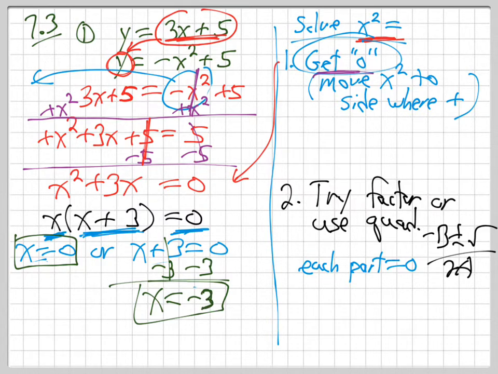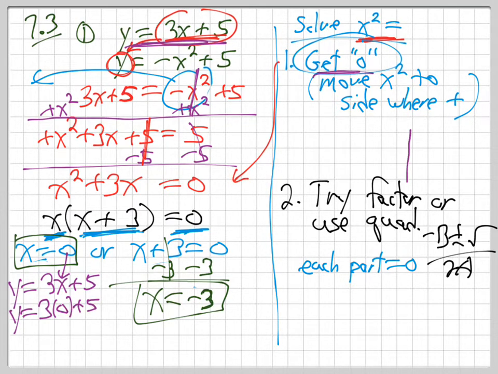Those are just x answers. Now each of those will lead to a y answer. How so? Well, now we plug it in. So I'm going to grab the first equation up here. y equals 3x plus 5, and I'm going to plug in x equals 0. y equals 3 times 0 plus 5. And that's 5, right? Because 3 times 0 is 0.